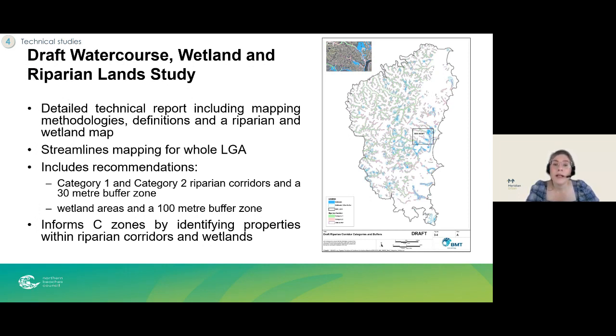Riparian corridors and wetlands are an important high-value environmental criteria, which has spatially identified the location of these environmental features for the C-zones mapping analysis.